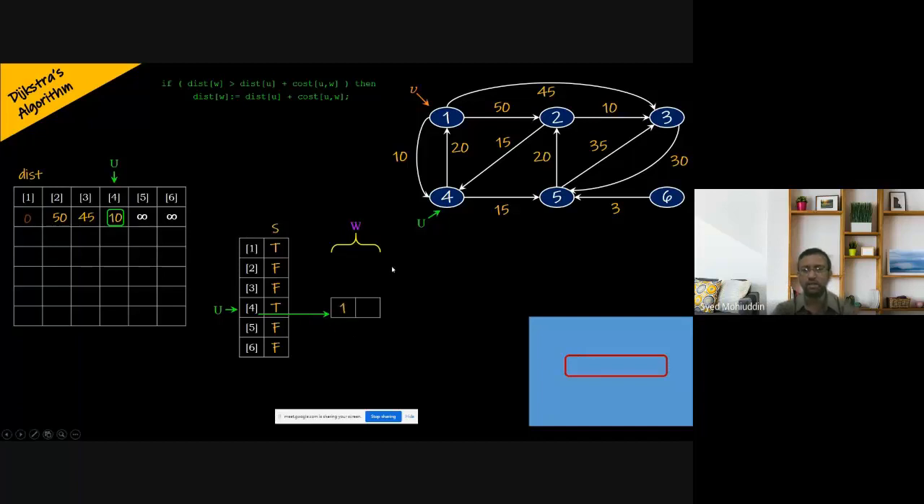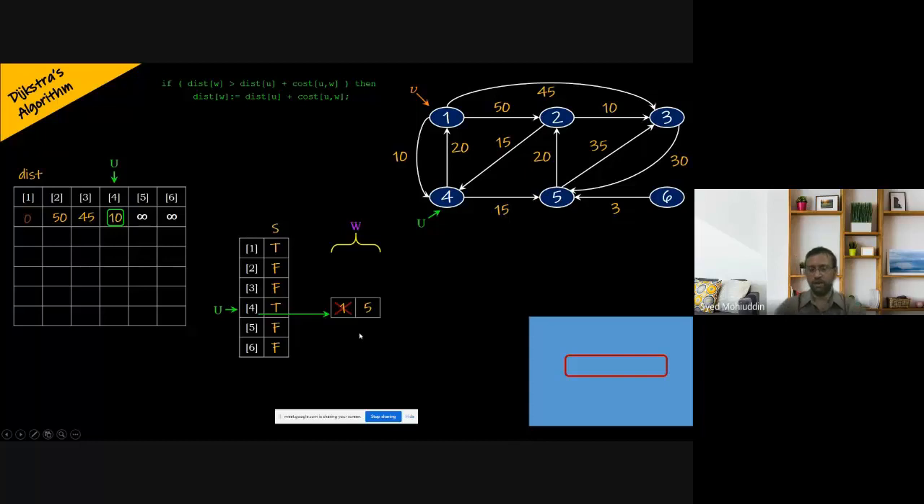One edge is going to vertex 1. Now obviously we don't calculate the distance of vertex 1 from vertex 1, which is always going to be 0. So this is not considered. Then there is another edge going from vertex 4 to vertex 5, which has a value of 15. That is, the cost of the edge is 15.